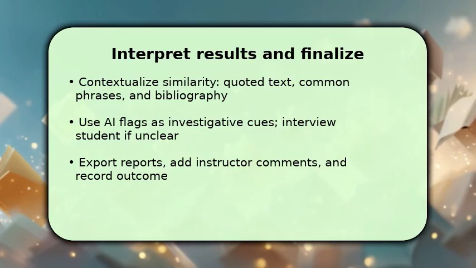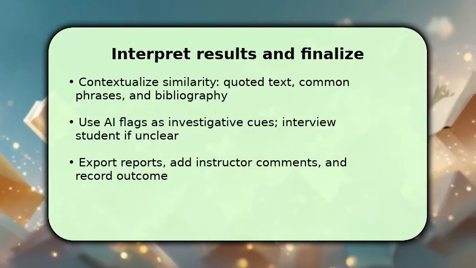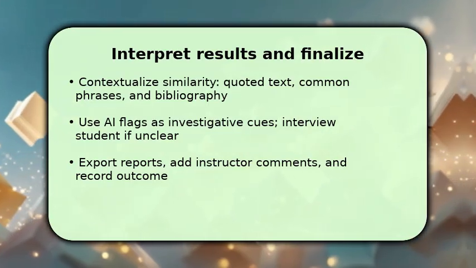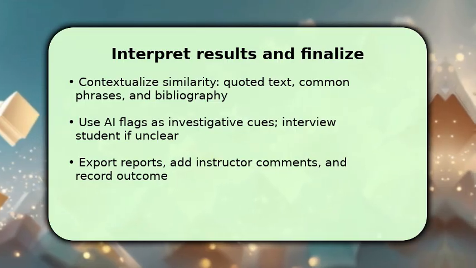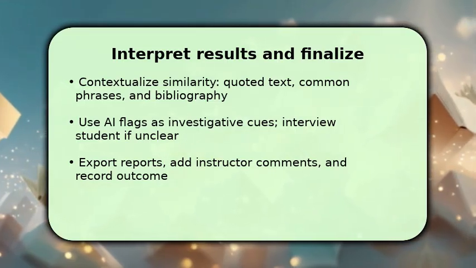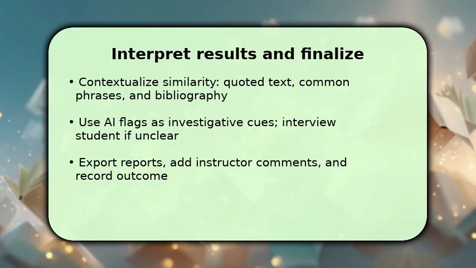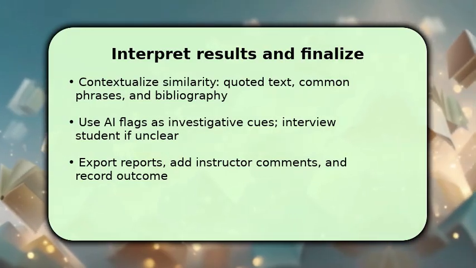Treat similarity percentage as a starting point, not a verdict, and look for uncited direct text or unusual phrasing. Once done, use AI flags as cues to ask clarifying questions with the student rather than assuming intent.